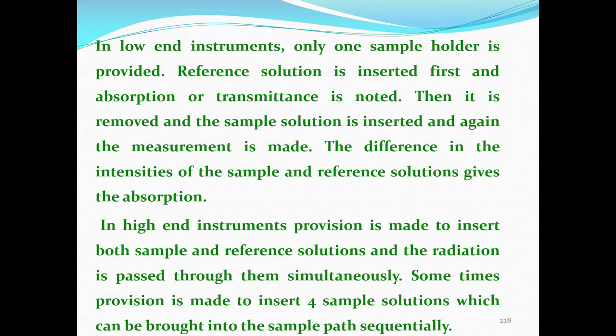Nowadays, with automation taking place, we have even about 100 cells, sample compartments through which will be passing one by one and the measurements will be made. So, subsequently both the sample and reference beams are brought into the sample path sequentially and separated.